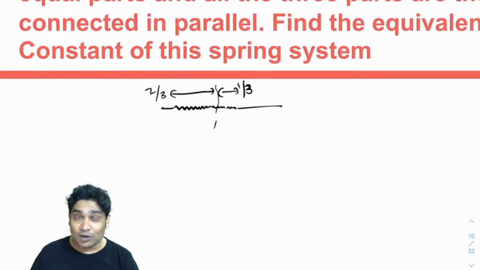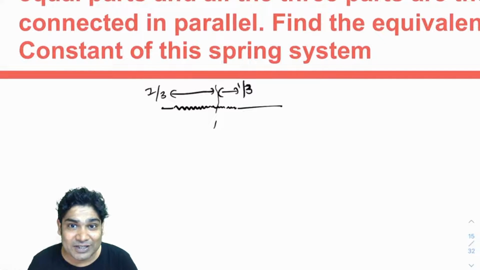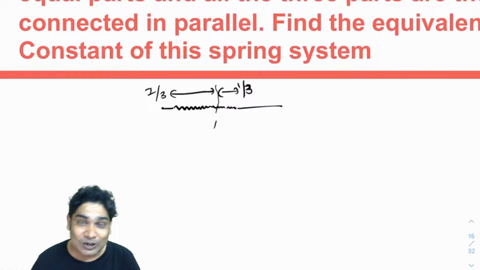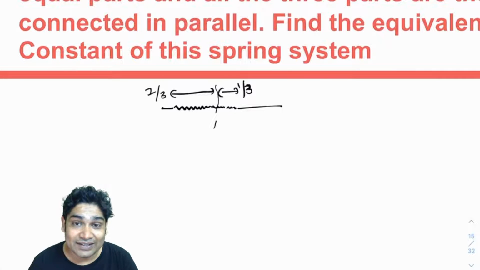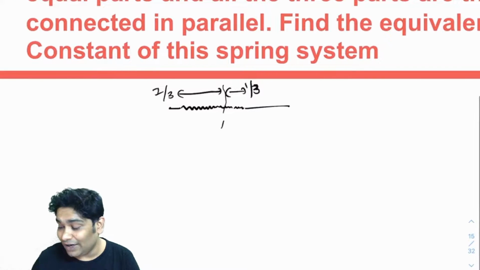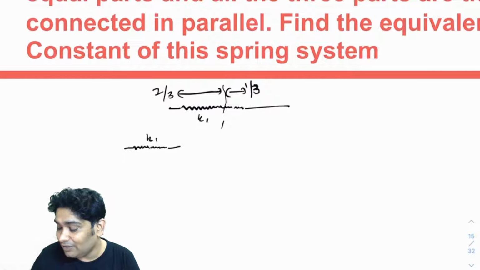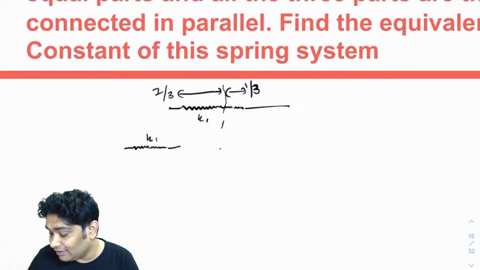What will be the spring constants of these parts now? If a spring has been cut into two parts, one third length on one side and two third length on the other side, what are going to be the spring constants of these two parts? So you have to find the K of this part. Let's call this K1, and finally K2. So find me K1 and K2.